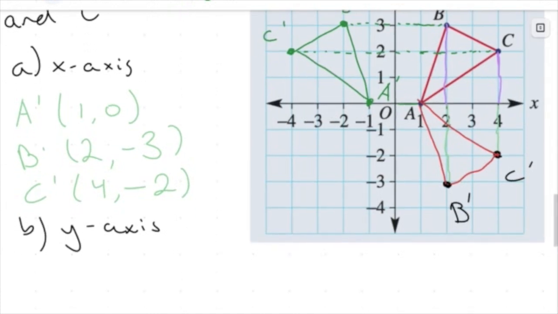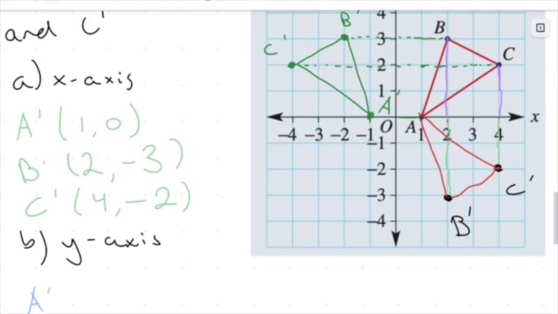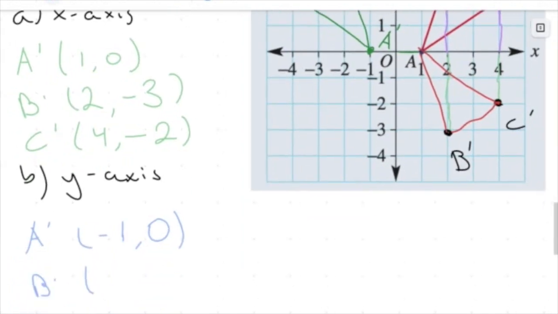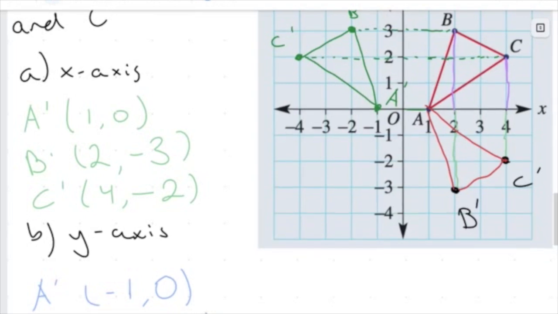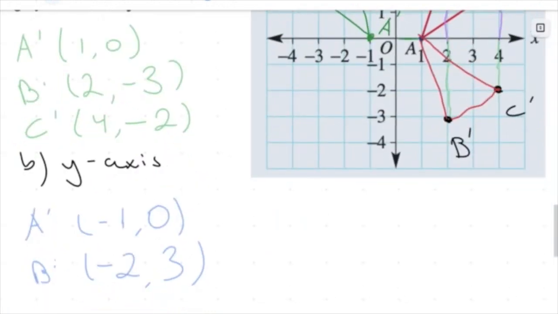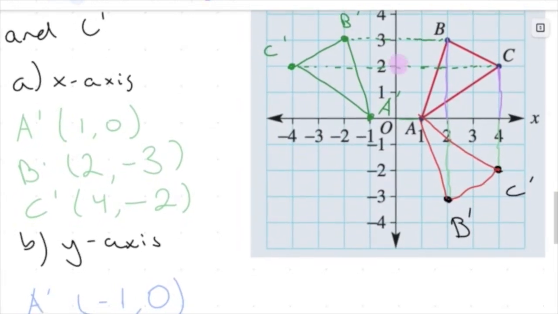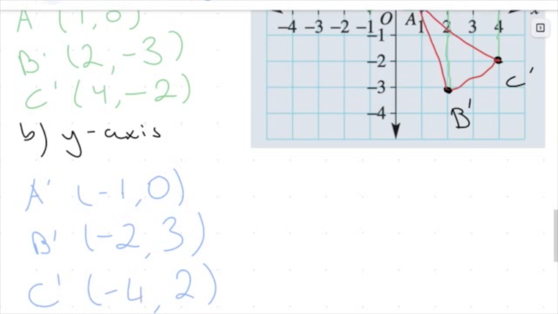You guys will notice that this time, if I copy down these values, my A prime along my y-axis, the y-coordinate stayed the same, my 0 stayed the same, but my x, instead of being 1, became -1. My B prime, the 3 on the y-axis stayed the same, but the sign of my distance on the x-axis, this 2 units, instead of being +2 on the x-axis, is now -2 on the x-axis. And finally, for C prime, I have my height. I'm still at 2 from here to here, but the thing that changes is my x-coordinate. So the 2 is the same, but my x-coordinate, instead of being +4, becomes -4.